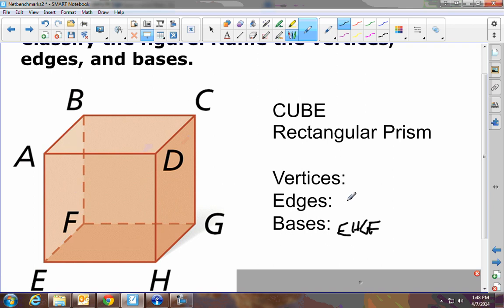Okay? Edges, there's several edges, but one of the edges we could say is right there, CG. And we label an edge just like a line segment. Another edge is back here. We could say FG. All right? And there's several more. And the vertices are really simple. They're just A or B or C and so forth. It's just all the points where the edges meet.